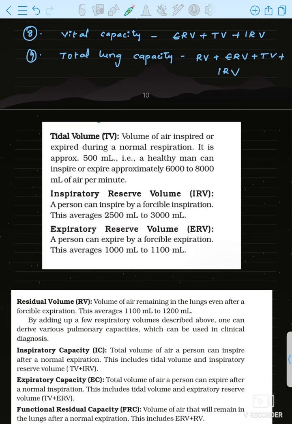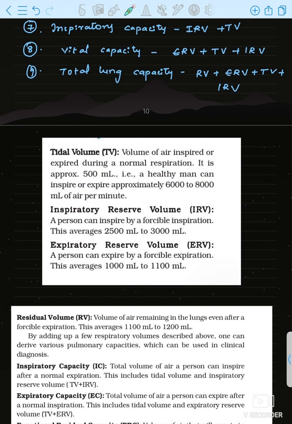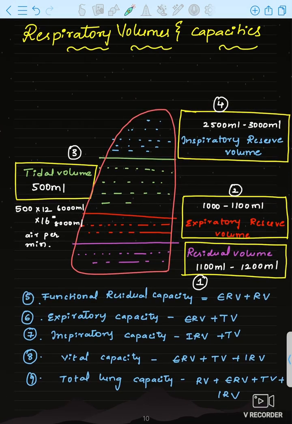Okay, let us read the definition of tidal volume. Tidal volume is volume of air inspired or expired during normal respiration. Okay, normal inspiration and normal expiration. It is approximately 500 ml. A healthy man can inspire or expire approximately 6000 to 8000 ml per minute, 12 to 16 breaths. This is tidal volume. I think there is no doubt. Now inspiratory reserve volume. What did I tell?